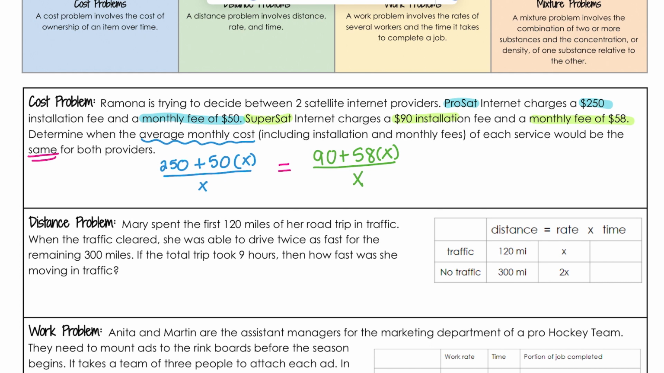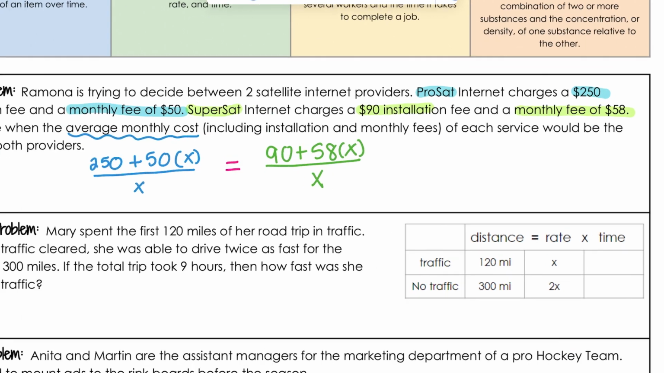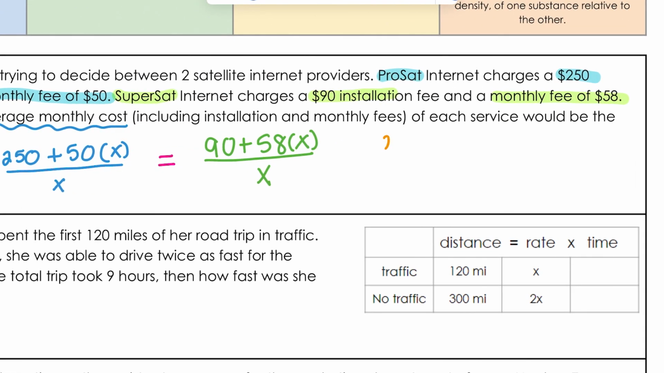One of the ways that we can solve these is by looking for common denominators. And actually in this problem, we already have them. When you have common denominators, then you can just set the numerators equal. You can ignore the denominators. So we will get 250 plus 50x equals 90 plus 58x. And we can ignore the denominators because they are equal.